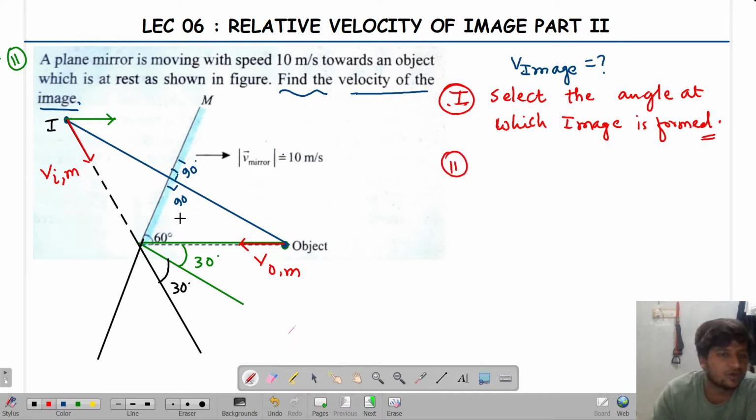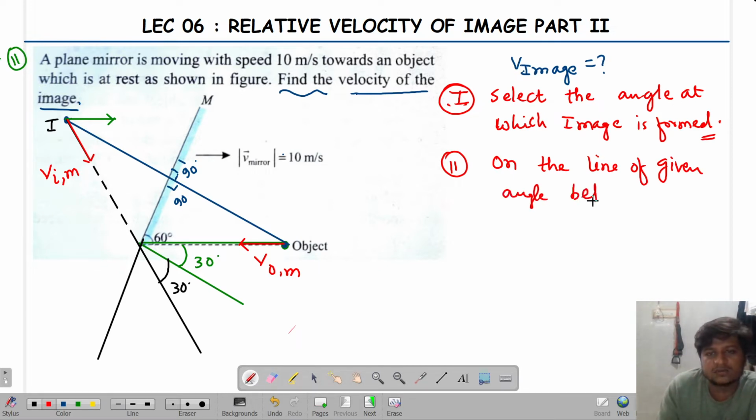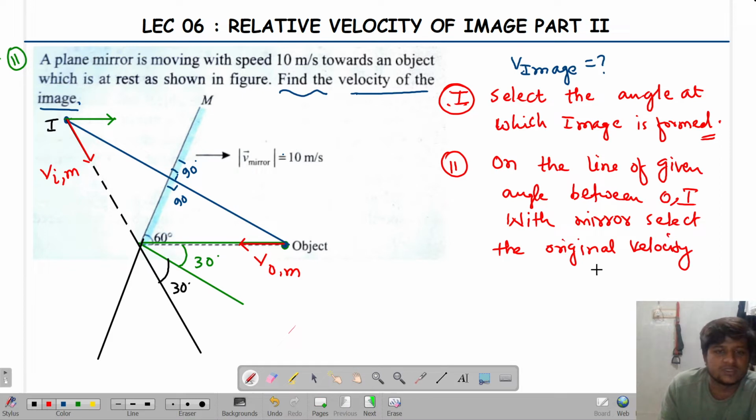Second step is that you have to select what should be the velocity of object. So I considered, on the line of the given angle between object or image with mirror, select the original velocity. So two steps you always have to do in this kind of problem. First, select the angle at which image is formed. Second, consider on the line on which this particular object is kept, the angle which is given for this object or for the image, on that particular line consider the velocity of image with respect to mirror and velocity of object with respect to mirror. Am I clear or not? Tell me, are these two processes clear or not?